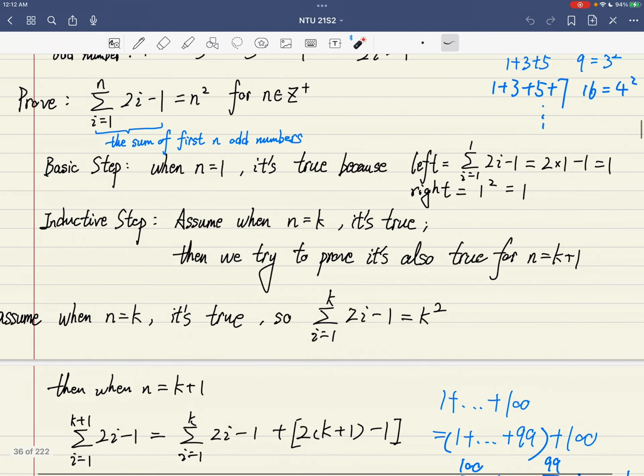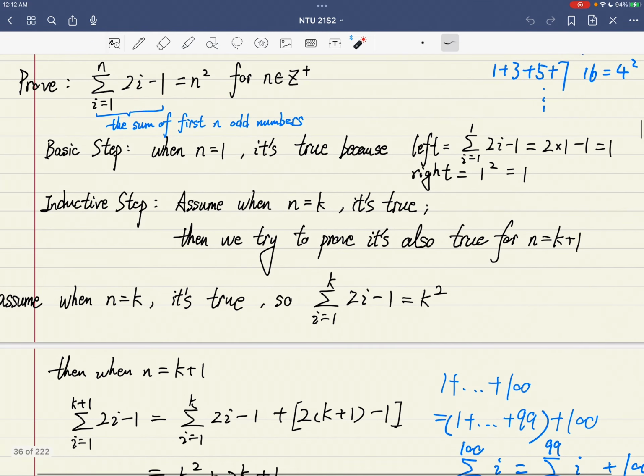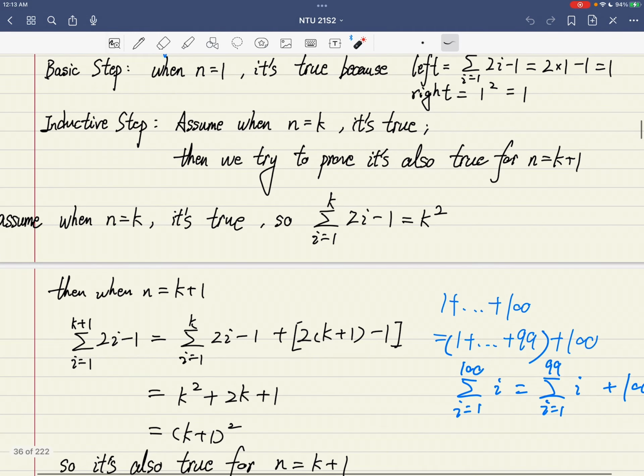So for mathematical induction, you need to show two things. You need to show the basic step. Basically we want to show the sum is equal to n squared is true for all integer n. Then you need to show when n is 1, it is true.